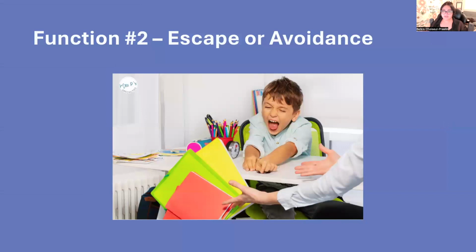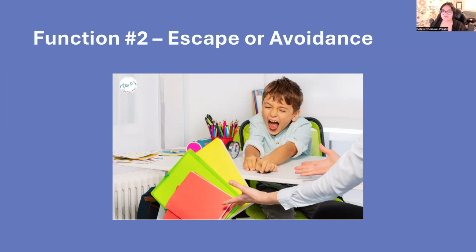Now, the second function is escape or avoidance. This is when a student engages in a behavior to get out of something, whether that's an activity, a demand to do something, a setting or a place they don't like, or even just a feeling. Maybe the task is too hard. Maybe they're feeling anxious, tired, overwhelmed, or just not ready to engage. Whatever the reason, their behavior serves the purpose of helping them avoid or escape that situation.